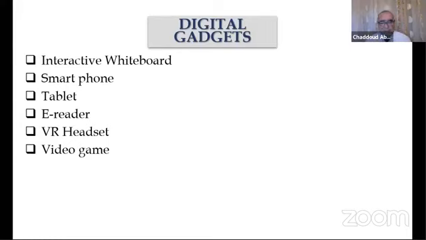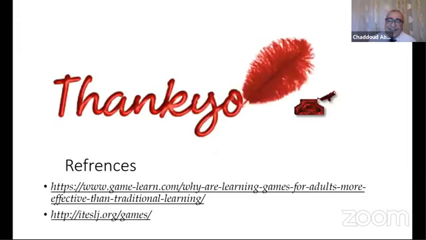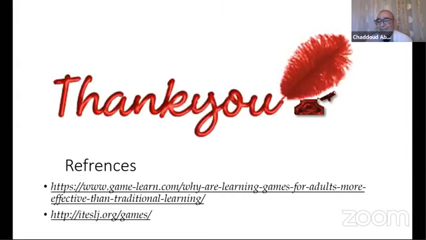Tablets, e-readers, and headsets, all these are viewed by students as playing tools. They can be used as play. For the interactive board, for example, you can have a lot of games where they stretch their legs, move to the board, and do the games together in groups or individually. This is the final word for that. Thank you very much for your attention.